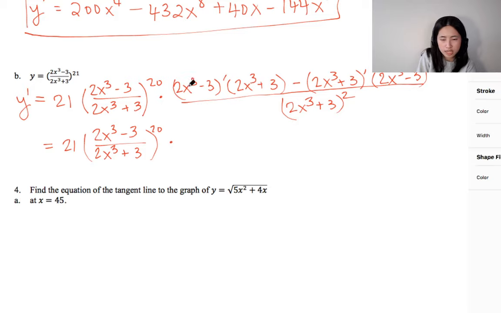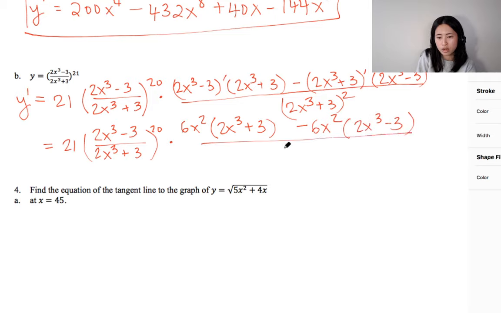Then maybe I can just take the derivative of this. So 2 times 3 is 6x squared, right? The derivative of a constant is 0. That's why this is 0. Then you multiply this to 2x cubed plus 3 minus, this is 2 times 3, right? Which is 6x squared, because 3 minus 1 is 2, plus 0, multiplied to 2x cubed minus 3. And this is going to be over your denominator, which is 2x cubed plus 3 squared.